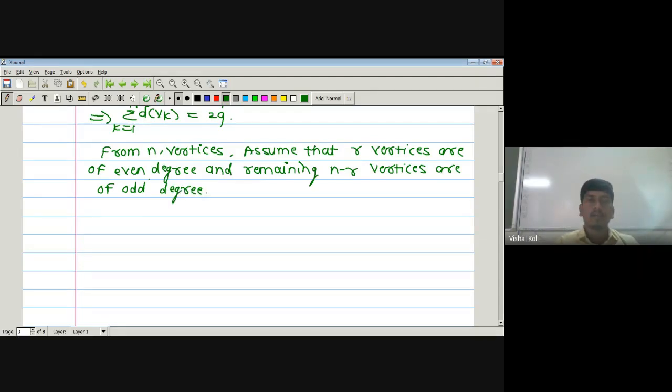as the total number of vertices in graph G is n. Among these n vertices, we take r vertices of even degree and the remaining n minus r vertices of odd degree. n minus r plus r is equal to n.